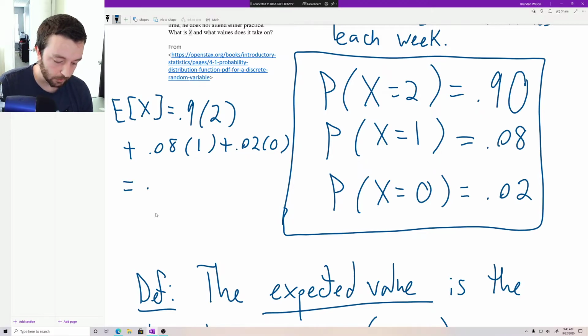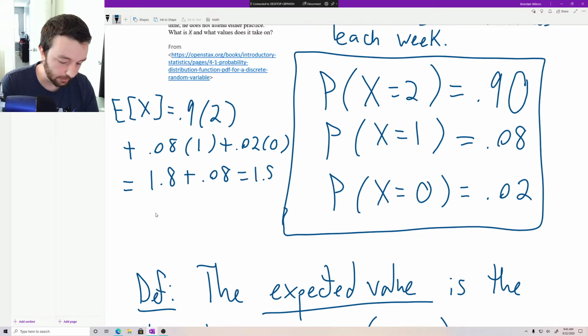0.9 times 2 is 0.18. Let me make sure we get all these right. Sorry, 0.9 times 2 is 1.8, not 0.18. 0.08 times 1 is just 0.08. 0.02 times 0 is 0. So we're going to end up getting 1.88.